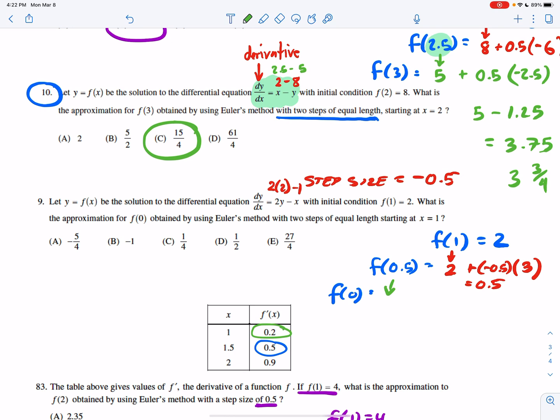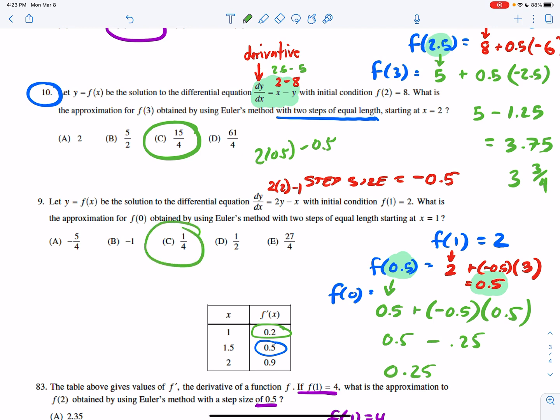Okay, f of 0 will be the previous unit, 0.5, plus the step size of negative 0.5 times the derivative of the previous point. So 0.5 comma 0.5. So 2 times 0.5 minus 0.5. That should come out to 0.5. Half of 2 is 1. 1 minus a half is a half. So this is 0.5 minus 0.25, which gives us a quarter left, which is C. If you don't like decimals, stick with fractions. This is just a matter of preference, okay?